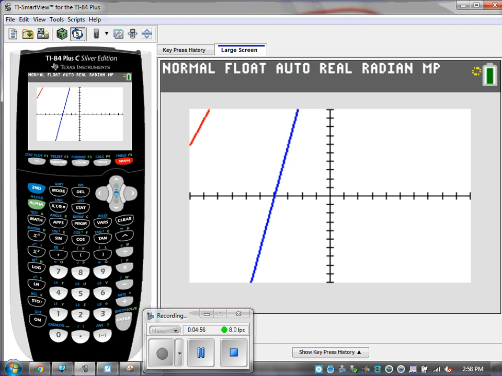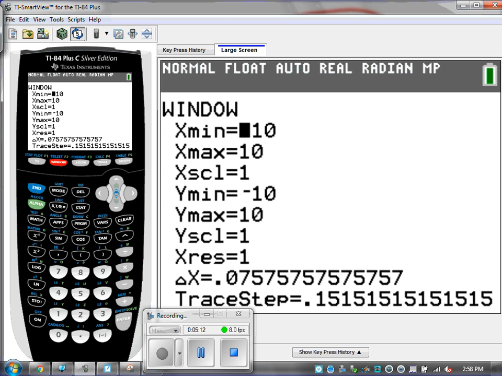And I don't see the intersection point. Well, I need to think about my domain now, and what I'm actually looking for. This is a word problem talking about hours and money. So what I'm going to do is adjust my window to fit hours and money. I know hours is my domain, so I'm not going to have anything less than 0 hours. And let's try 10.